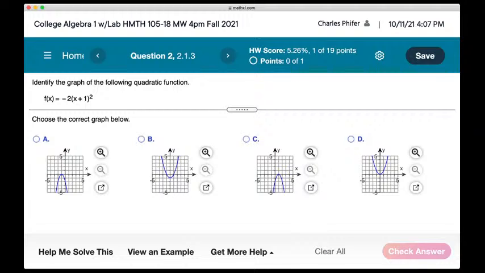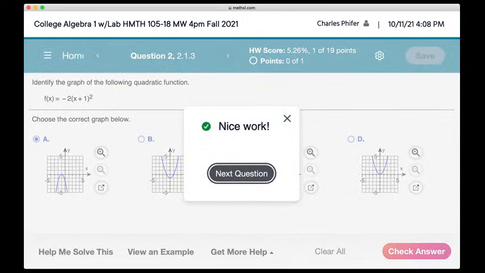So that means it can't be B or D. I think C looks like it moved to the right by 1, which is the wrong direction. It should move to the left by 1, so it should be A. Again, that's just using transformations. Let me see what else we got.